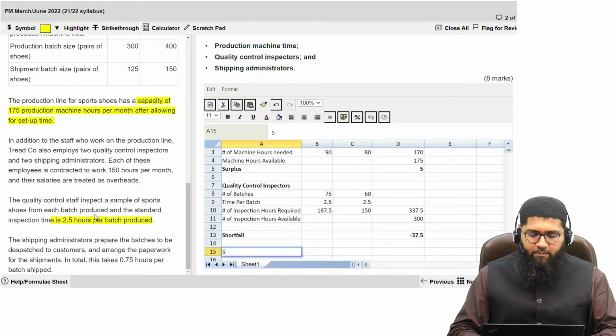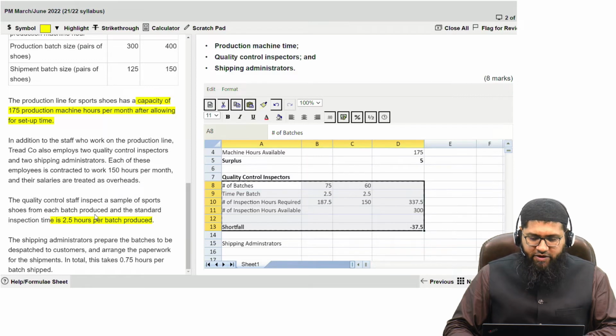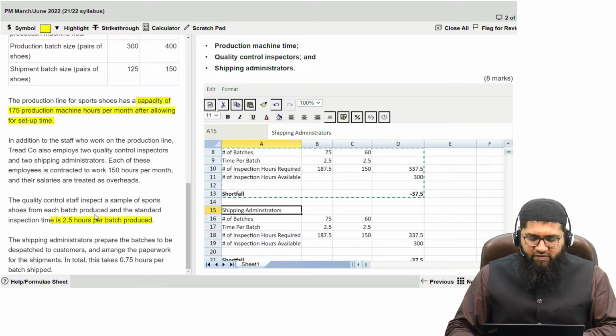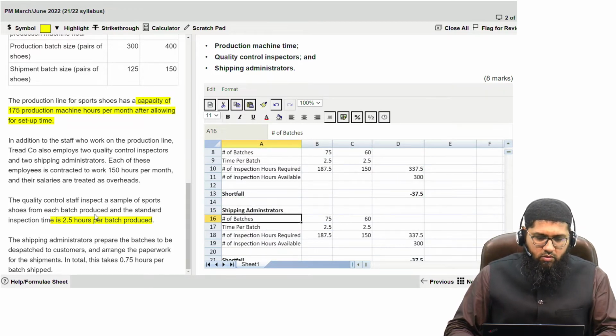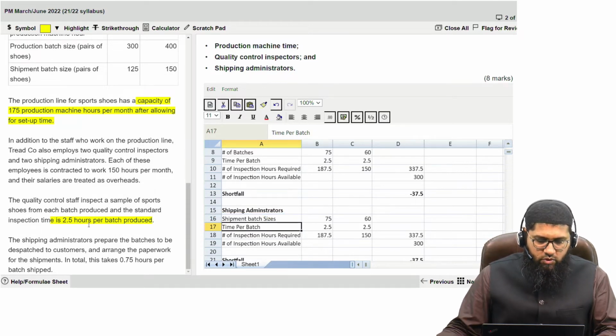Now next is basically shipment, shipping administrators. I would copy the same formula for the shipping administrators which I did for the quality control inspectors. Why? Because it's more or less the same thing here also. We would say shipment batch sizes. It takes 0.75 per batch shipped.